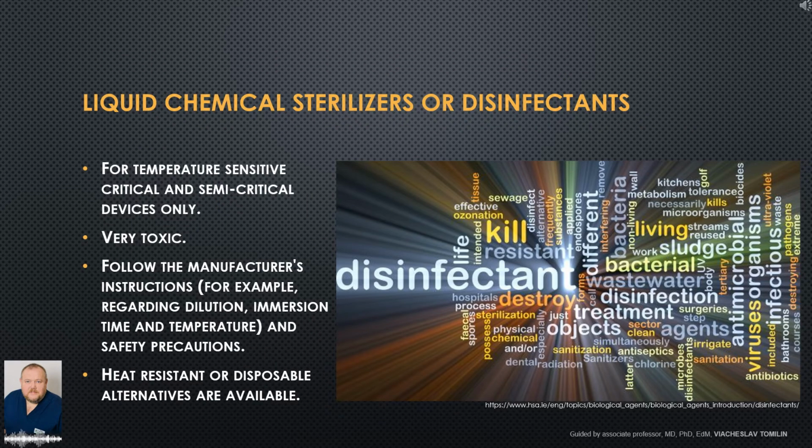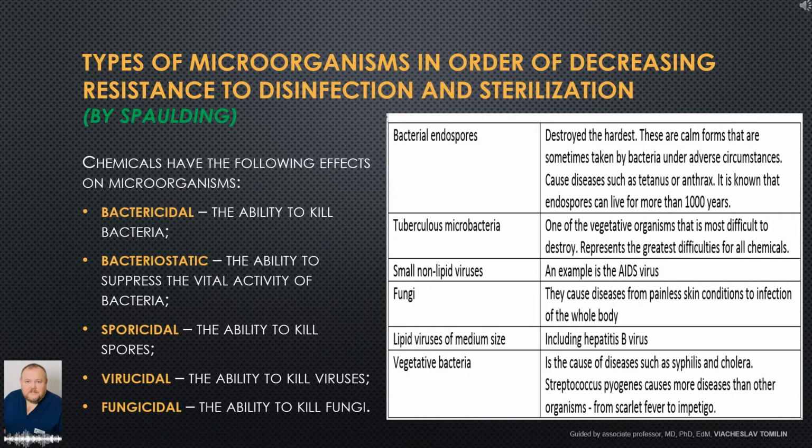Liquid chemical sterilizers or disinfectants. For temperature-sensitive critical and semi-critical devices only. Very toxic. Follow the manufacturer's instructions, for example, regarding dilution, immersion time and temperature, and safety precautions. Heat-resistant or disposable alternatives are available. Types of microorganisms in order of decreasing resistance to disinfection and sterilization, by Spalding.